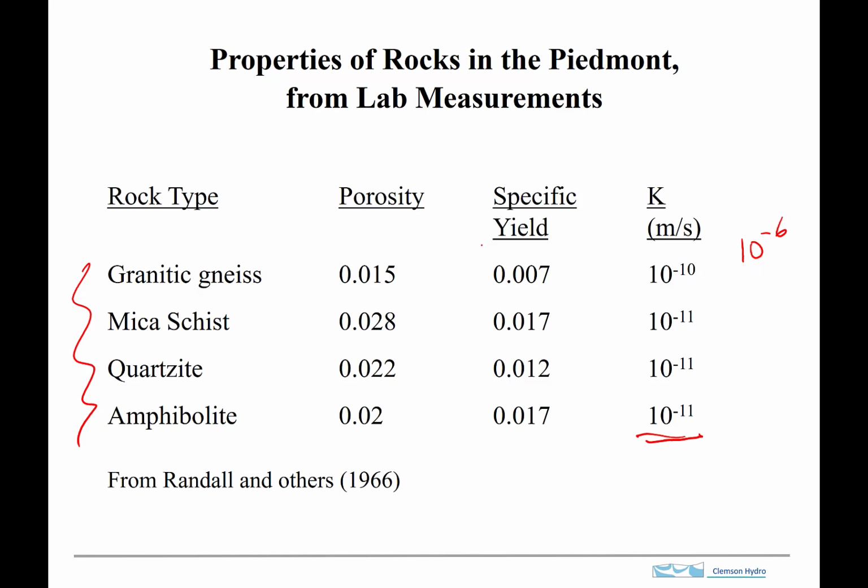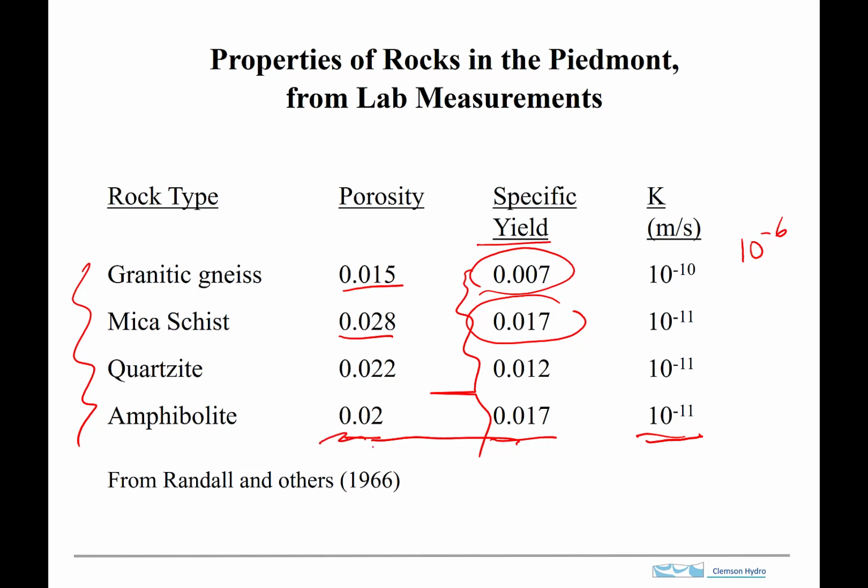The specific yield, in general, 0.017 is the large end, and 0.007 to 0.017. These rocks have a porosity of 1.5% to almost 3%, and the specific yield is roughly half of that. Here it's pretty similar, but roughly half to three-quarters of the porosity. But in general, the porosity is quite low for these crystalline rocks.